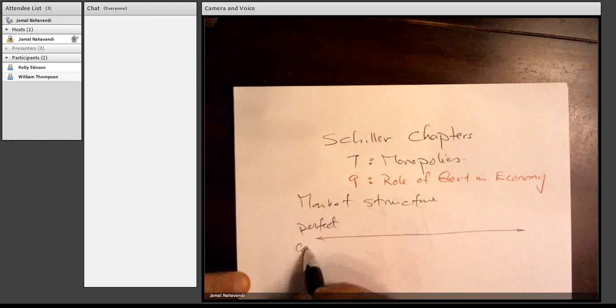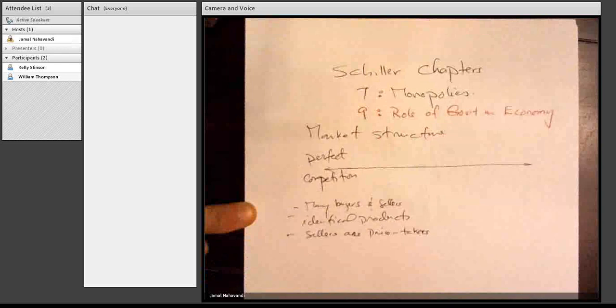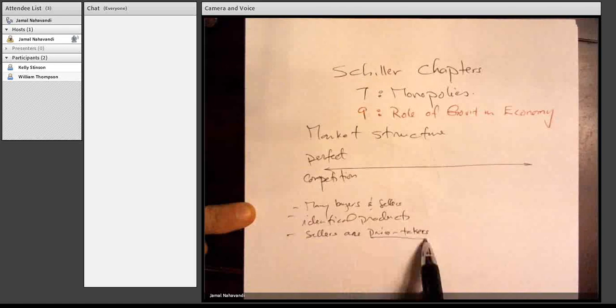perfect competition, or very competitive market. This was characterized by many buyers and sellers and identical products, and so that essentially means that sellers are price takers, because if there are so many sellers, nobody can influence the market, so the market dictates what they have to accept, so therefore they become price takers.